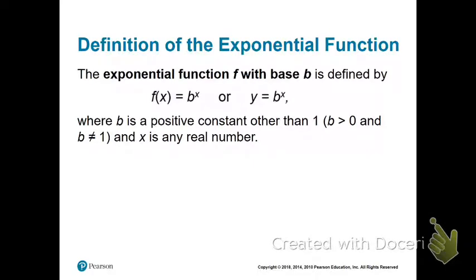It says the exponential function f with base b is defined by f of x equals b to the x, or y equals b to the x, where our b, our base, is a positive constant other than 1, so our b is going to be greater than 0 but it cannot equal 1, and x is going to be any real number. Alright, so you notice on both of these, the only difference is they replaced f of x with y, which we know is the same exact thing.